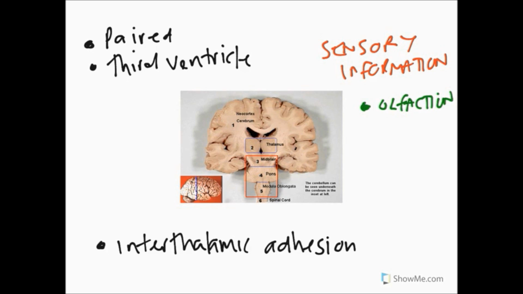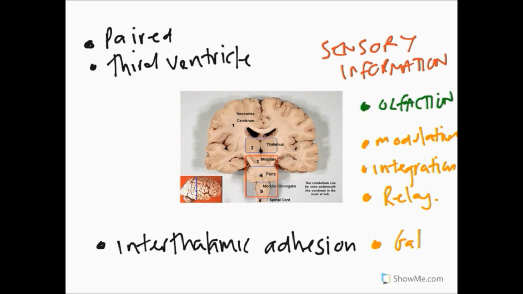In addition, the thalamus is involved in integrating and modulating and gating the flow of information from one part of the cortex to another. So we must remember that it has these roles in what we call modulation and integration of information, as well as acting as a relay. And we often say the term gateway or gatekeeper of the cortex.